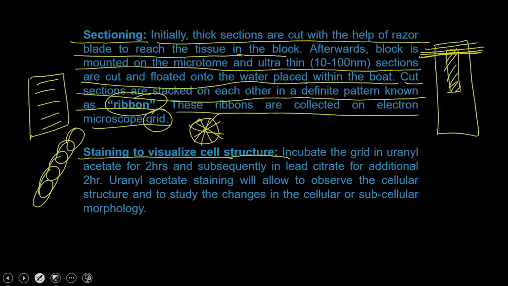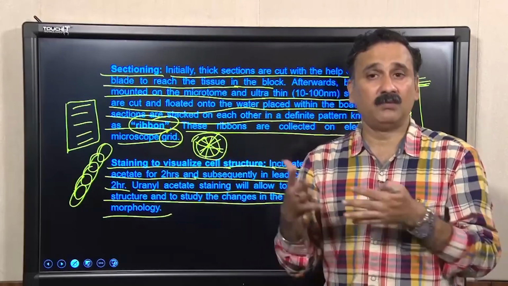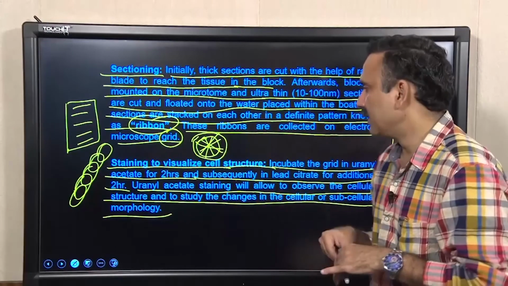Then you also have to do the staining to visualize the cellular structures. Once your sample is present on the grid, you can incubate the grid in uranyl acetate for 2 hours and subsequently in lead citrate for an additional 2 hours. Uranyl acetate allows you to observe the cellular structures and to study the changes in the cellular or subcellular morphology. If you stain the cells with uranyl acetate, it is going to allow you to see all different types of organelles like mitochondria, Golgi bodies, endoplasmic reticulum, nucleus and all that.